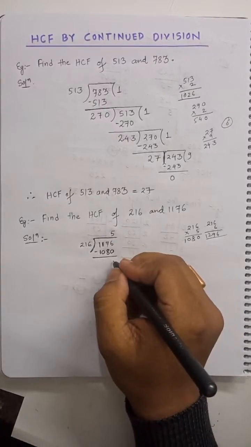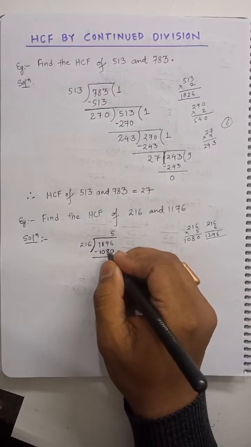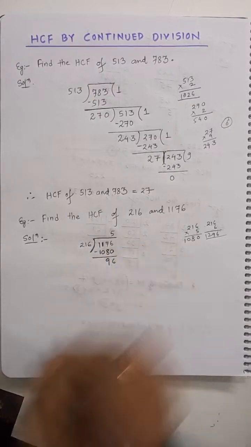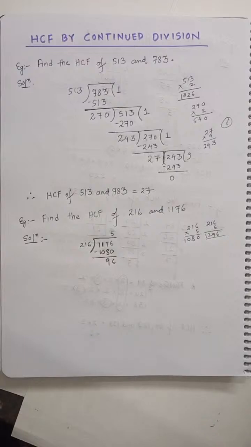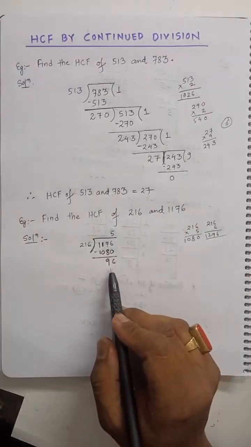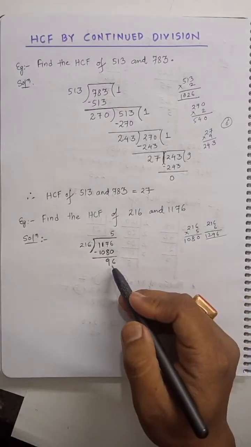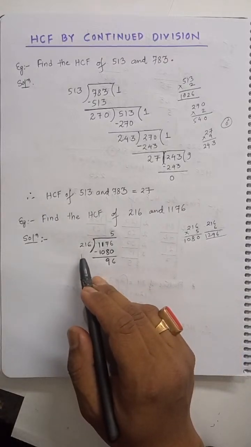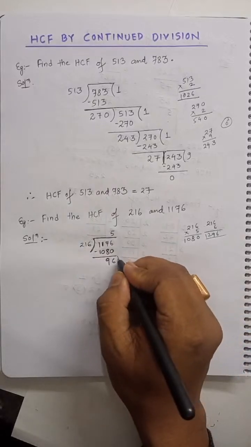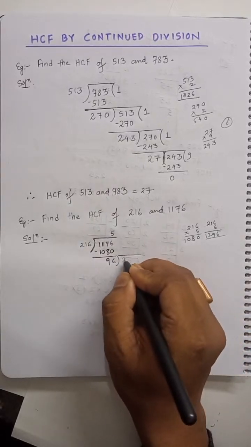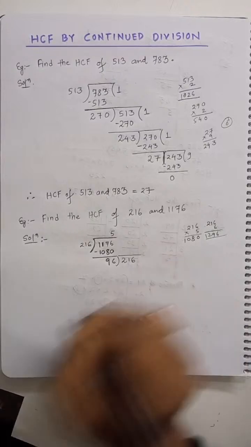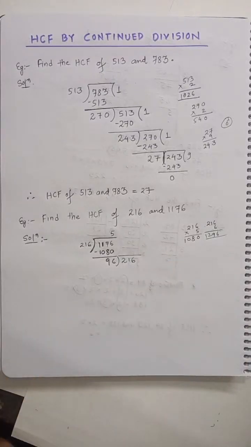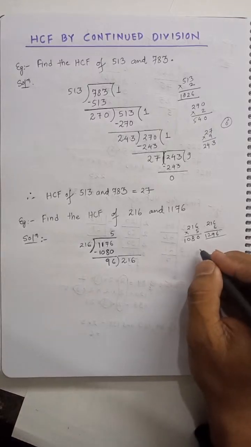So 6 minus 0 is 6. This is 17. 17 minus 8 is 9. Okay. So our remainder is 96. And this remainder now, in the second step, this remainder 96 will become the divisor, and this divisor 216 will become the dividend.